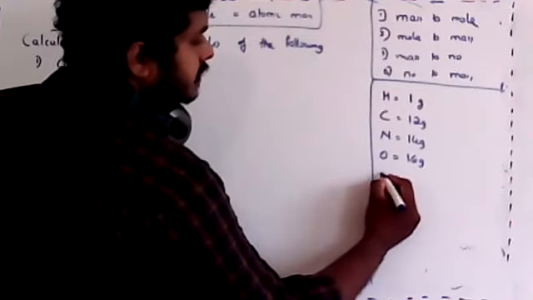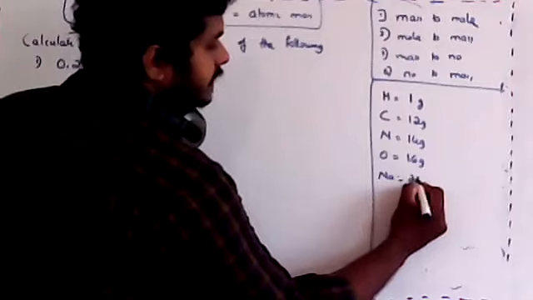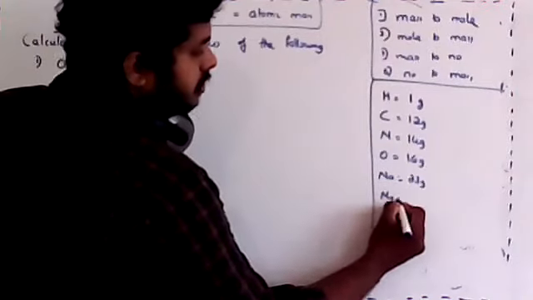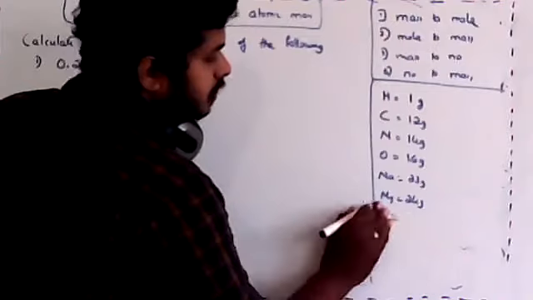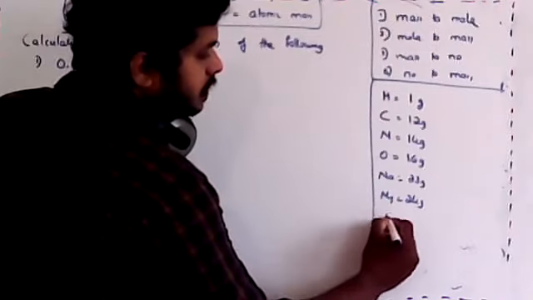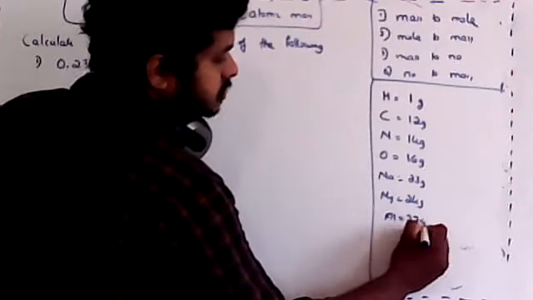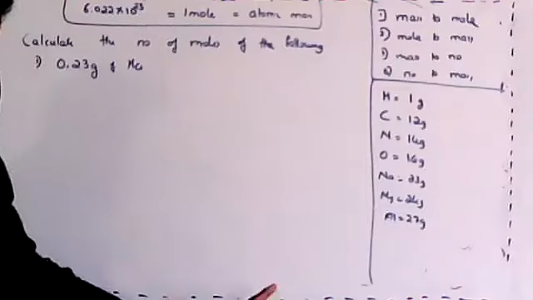Then you can consider the next one as sodium, which is 23 grams, then magnesium, which is 24 grams, then you can consider phosphorus or aluminum also. Aluminum is 27 grams. Okay, now I'm writing.